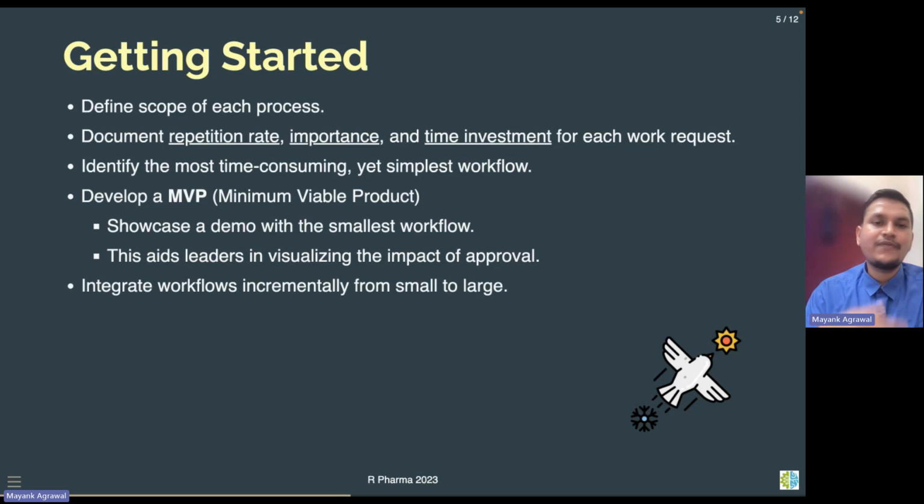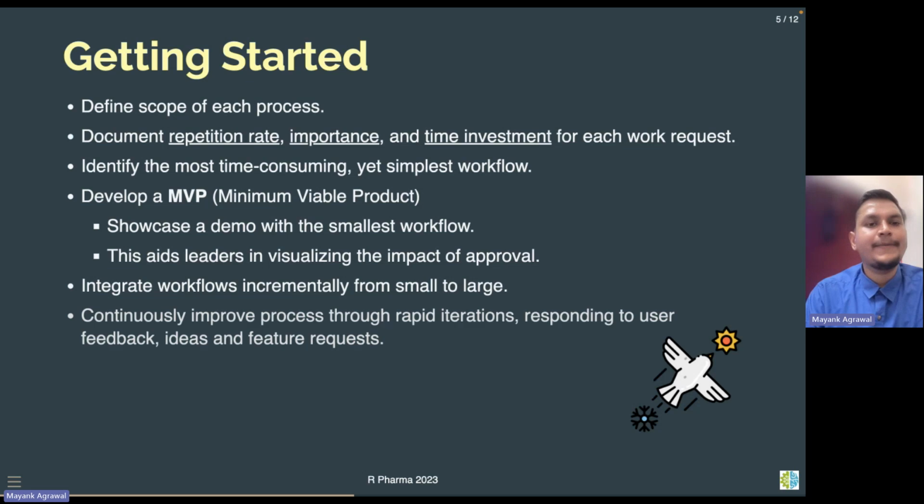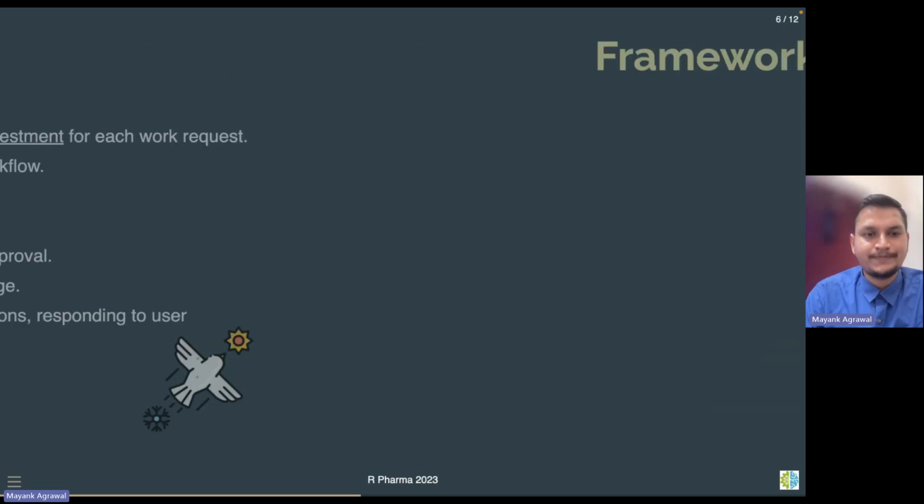We then integrated workflows and feature requests from smaller to larger as we proceeded week on week. This helped us to continuously improve the process through very rapid iterations, responding to user feedback and taking into account their ideas and feature requests on every sprint.